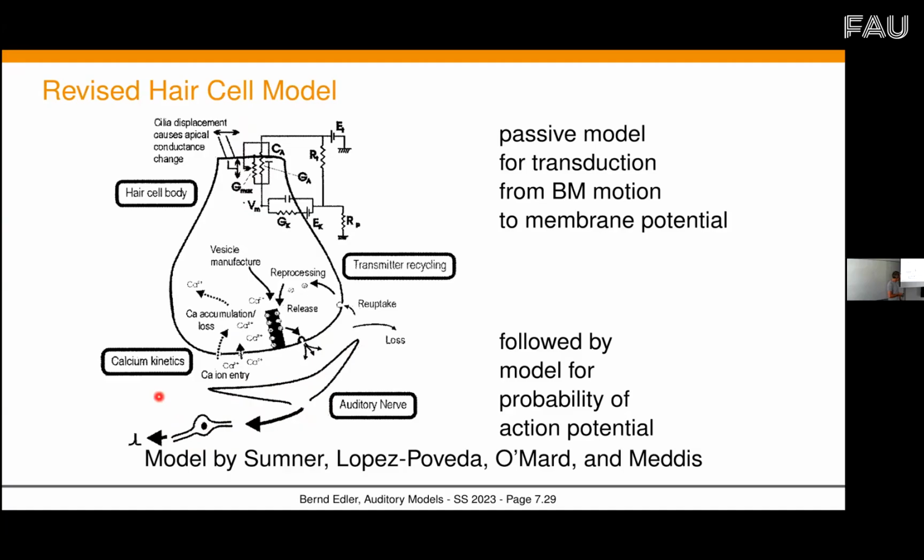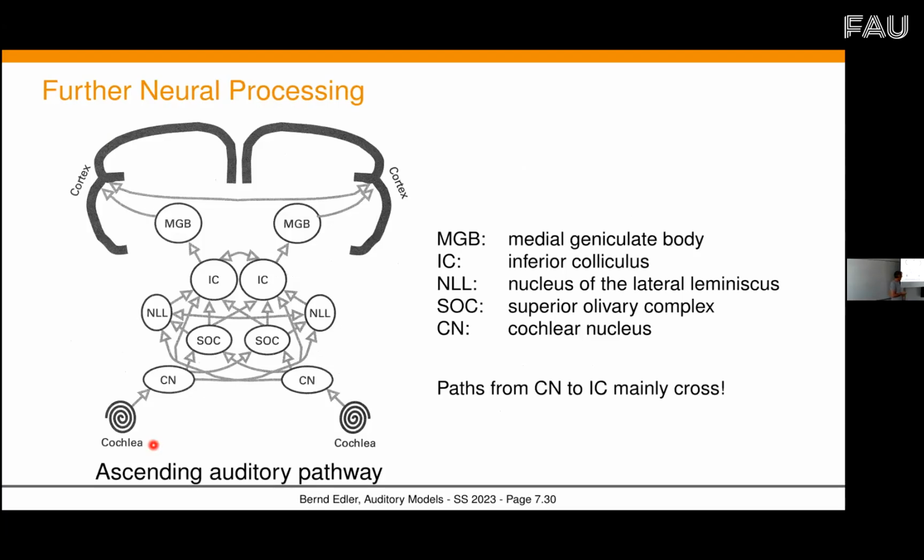And then I want to show a little bit what processing comes then on the signals which are transmitted by the auditory nerve. And here we see an overview of what happens. Here we see symbolized the cochlea of the two ears. Then we have the auditory nerve, and this is connected to the CN, which stands for cochlear nucleus. So this is the first part which receives main information by the auditory nerve and does the first steps of processing.